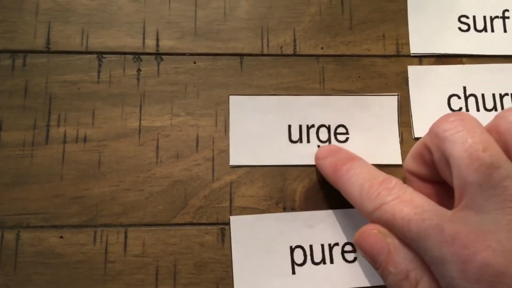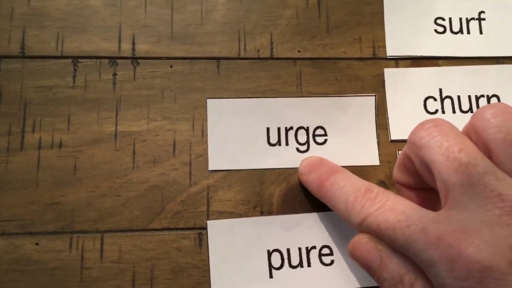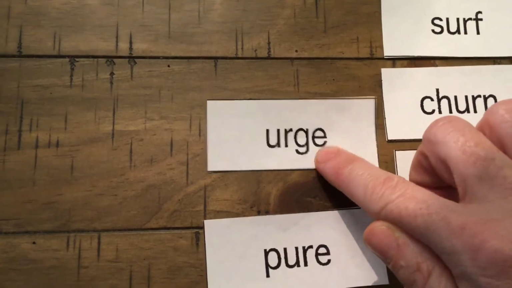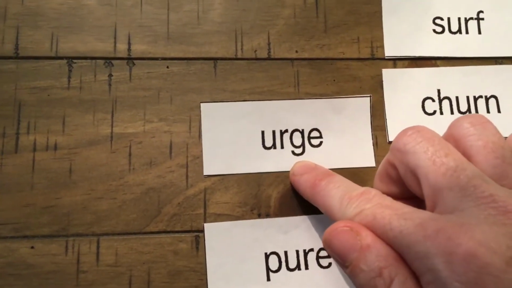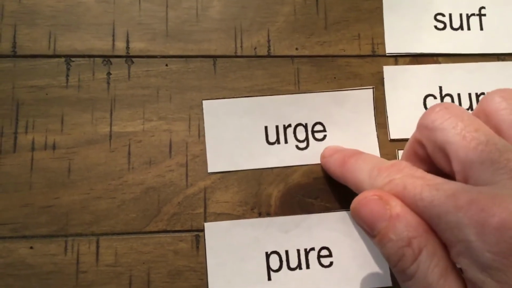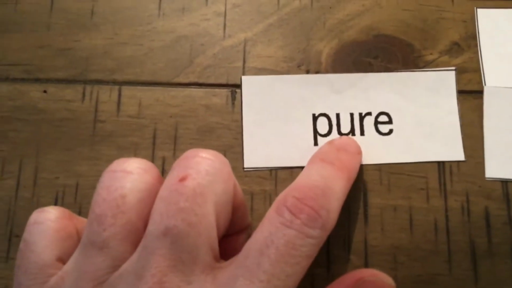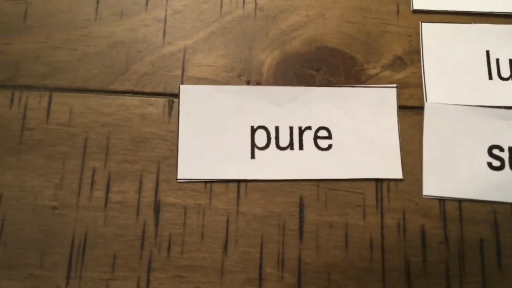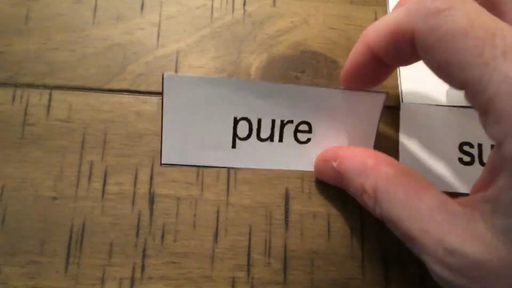The G is making the other sound, so it can say g or j. This time it's saying j, and then it has the E at the end. Urge. So I'm going to put that with a dash for that, remembering that G and then the silent E. Pure. So I have my UR, but it's saying or instead of ur, like my water is really clean and pure.